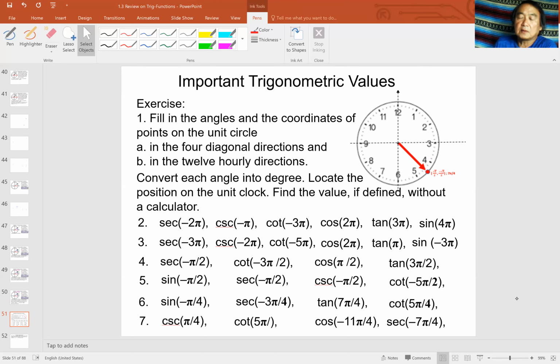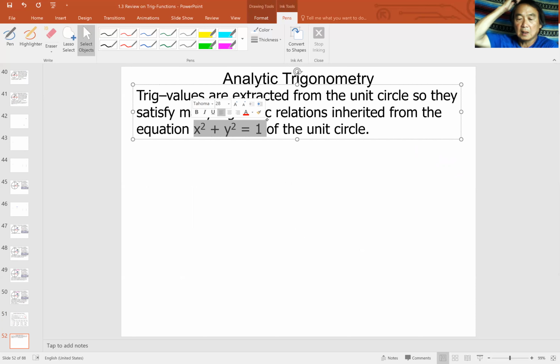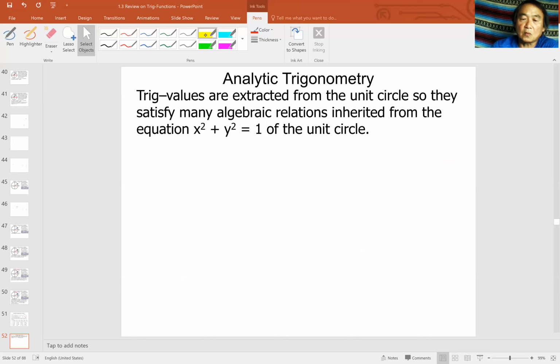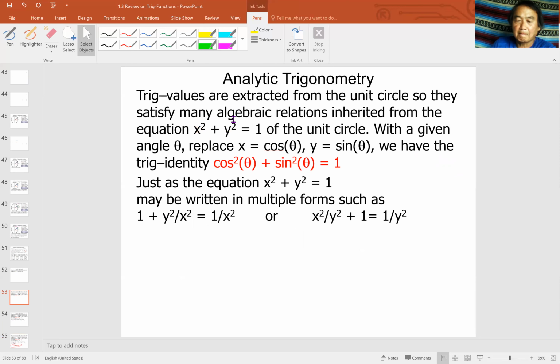Once we define those trig values, since the unit circle has the equation x squared plus y squared equals 1, I can replace x and y by cosine and sine, giving them different names. Basically these trig formulas are these equations in x and y, but with different names, cosine and sine.